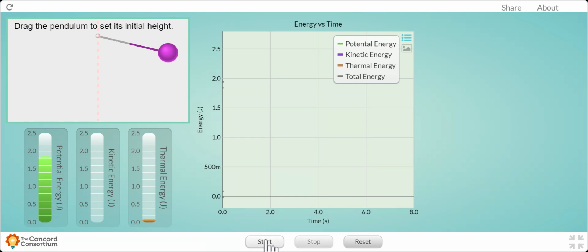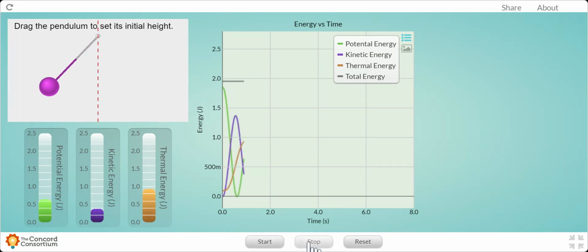I'm going to click Start, and then I'm going to pause the simulation almost immediately. You'll notice as it swings down, the amount of potential energy decreases as it reaches the bottom of its swing, but the amount of kinetic energy increases. You can see this in the graph at right. The green line shows potential energy decreasing, and then increasing again as the pendulum swings up. The purple line shows the amount of kinetic energy increasing, then decreasing as it slows down to turn.